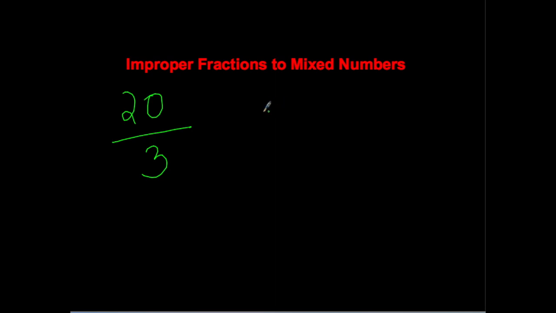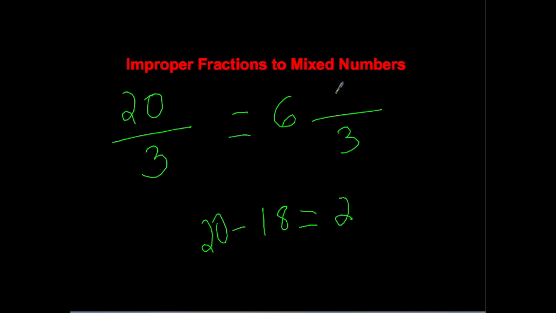Now you're gonna ask yourself, keep the 3 as the divisor, and how many 3s can you get into 20? So 3 can go into 20 6 times. 6 times 3 is what? 18. 20 minus 18 is 2. So your remainder is 2. So this fraction is 6 2/3. As you can see, once you get your mixed number, the numerator of the fraction part is always going to be smaller than the denominator.